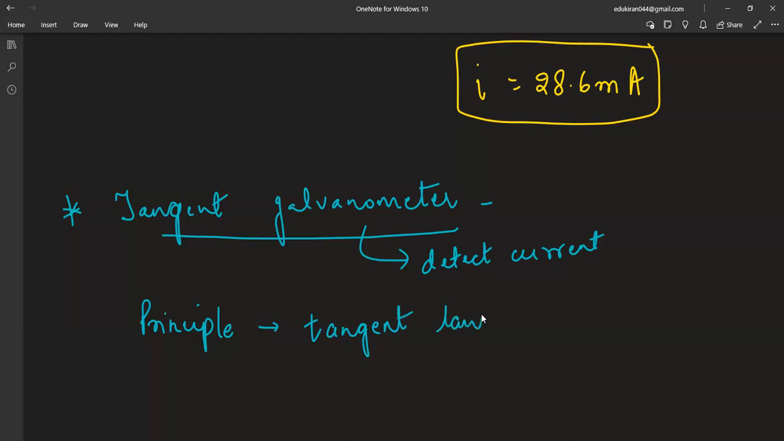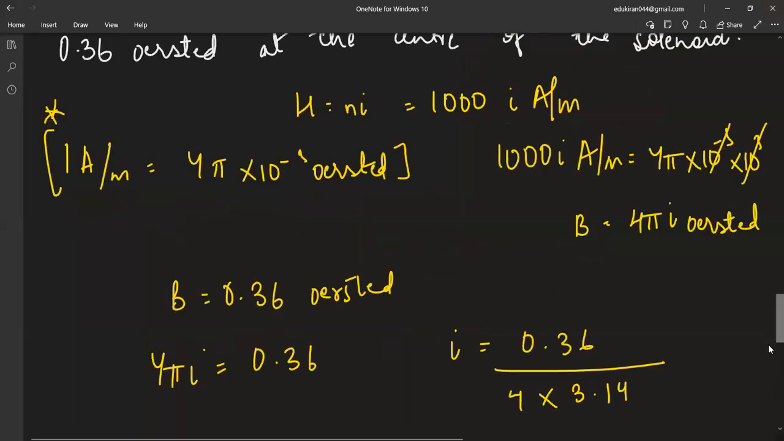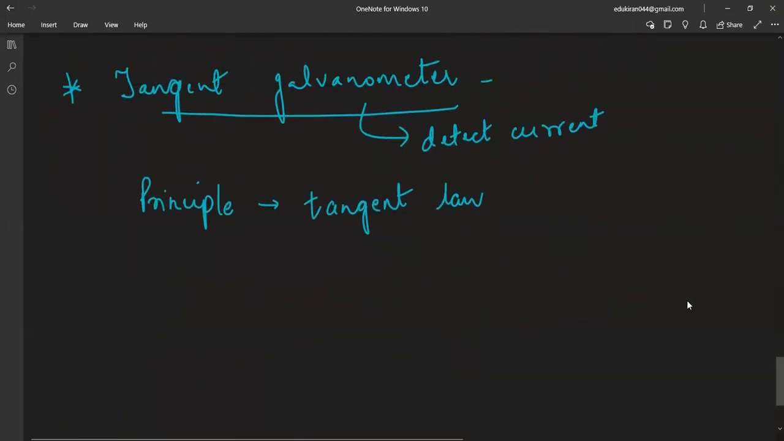See, tangent law basically says that if the current is passed through the vertical coil of the galvanometer, then the magnetic field produced is perpendicular to the magnetic meridian. All right, it means the horizontal component of magnetic field is perpendicular to the magnetic field that is produced in the center. This is just the law which you have to remember, and that is helpful for you.